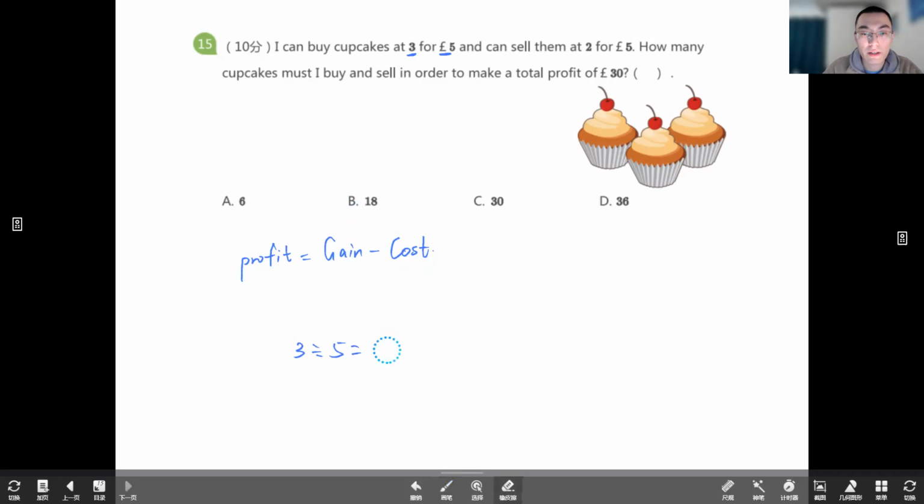Sorry, it should be the other way around. We paid £5, and we bought 3 cupcakes. We divide by 3, so one cupcake is 5 over 3 pounds. And then for selling, for the gain, we are getting £5 for every 2 cupcakes. So 5 divided by 2. That means we are getting 5 over 2 pounds per cupcake.